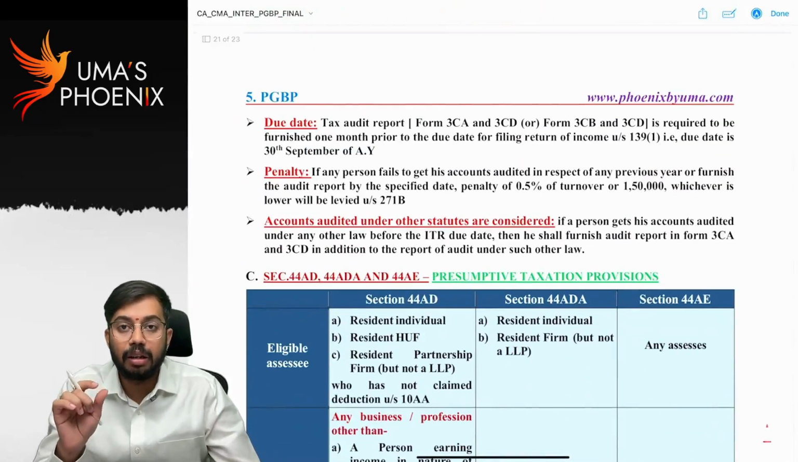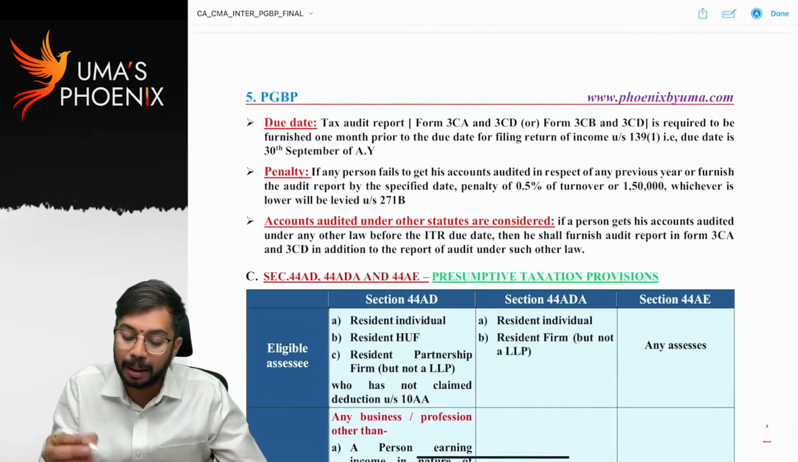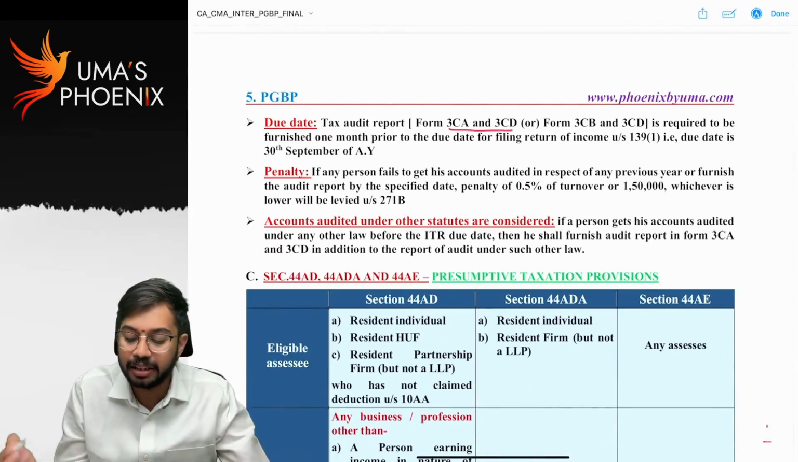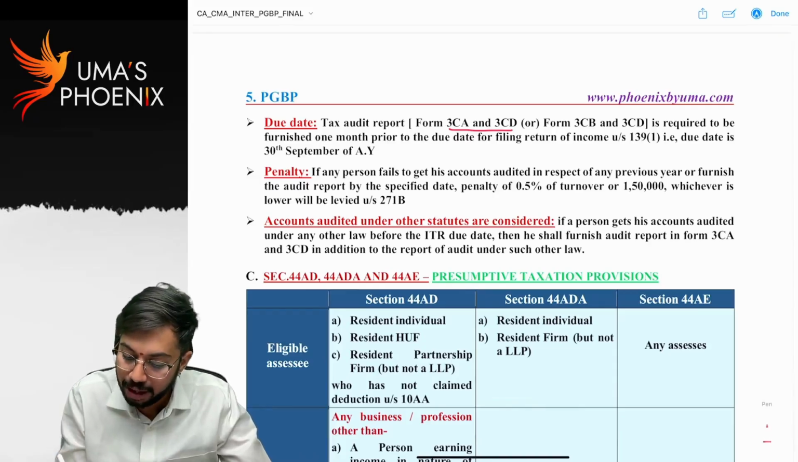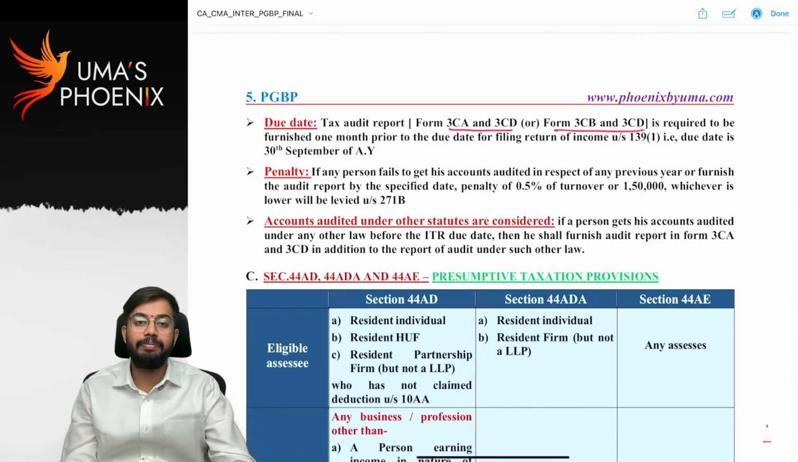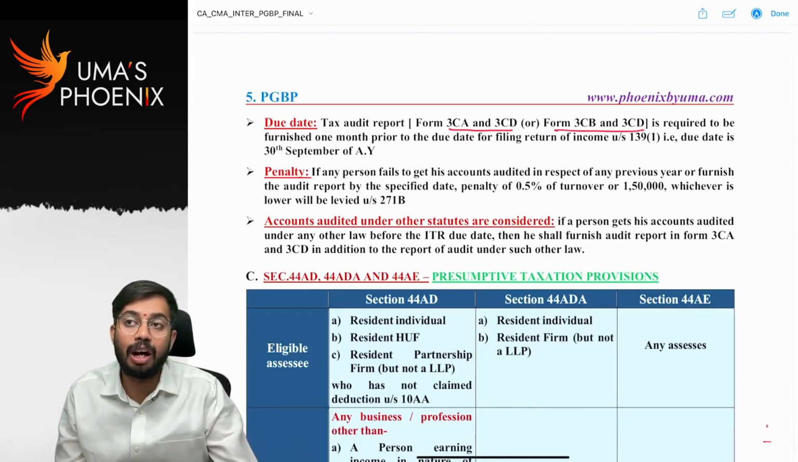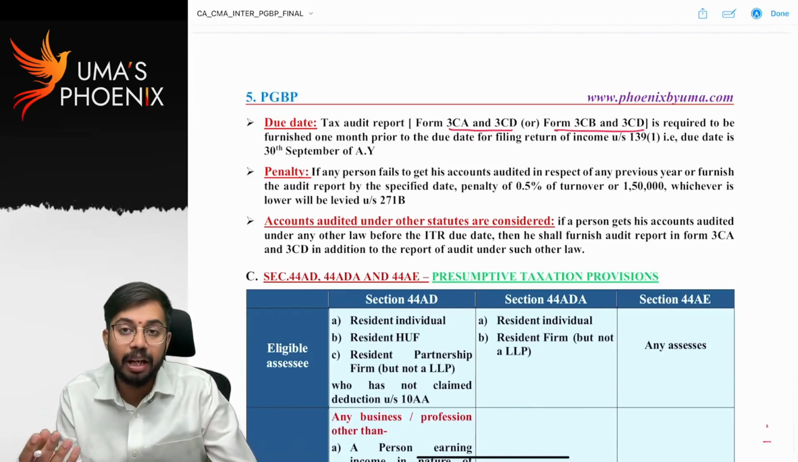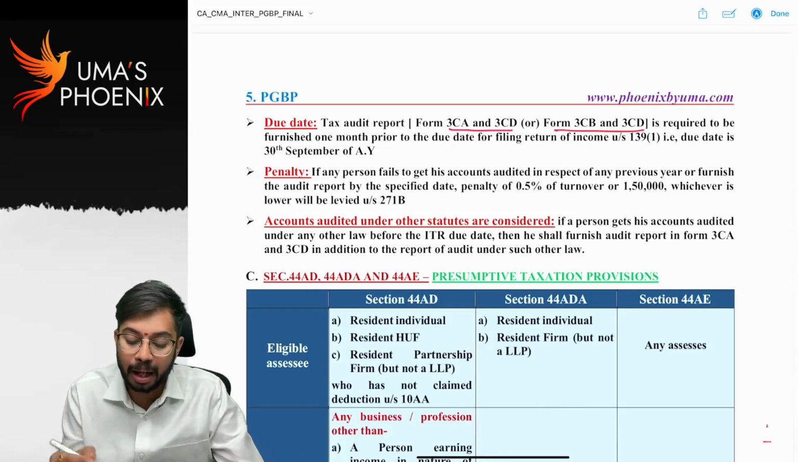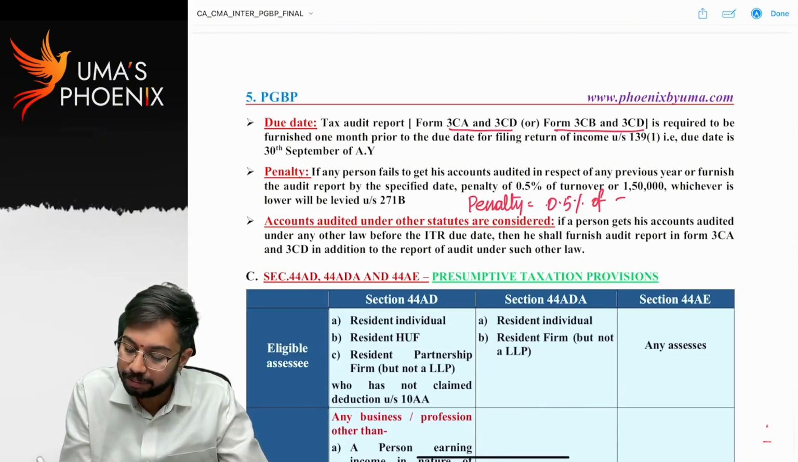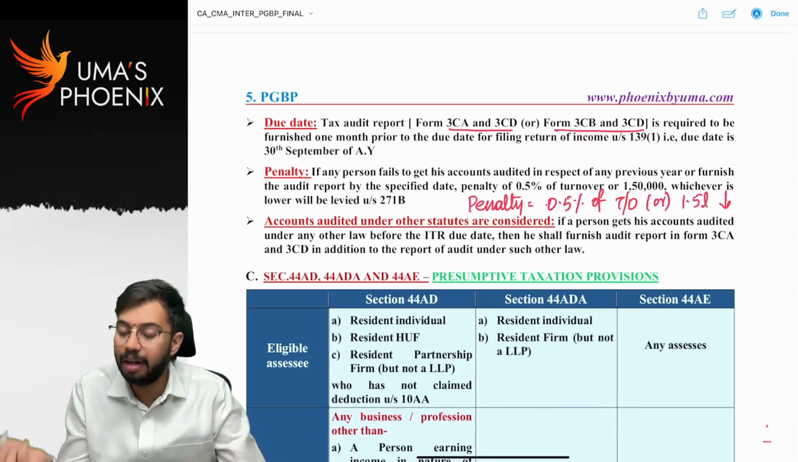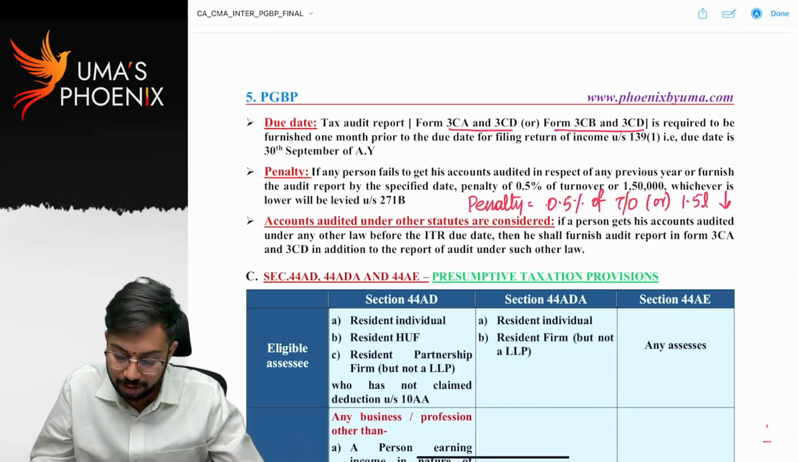For companies, tax audit report is submitted in form 3CA and 3CD. For other category of persons, tax audit report is submitted in form 3CB and 3CD. Sir, what if books of accounts are not audited? If books of accounts were not audited, then penalty will be levied. Penalty is equal to 0.5% of turnover or 1,50,000, whichever is lower. Are you able to understand?